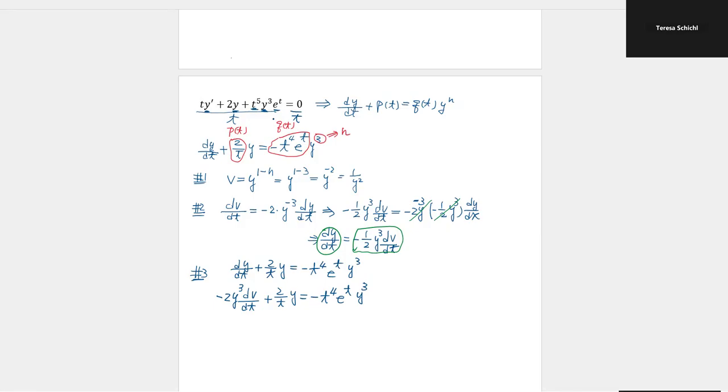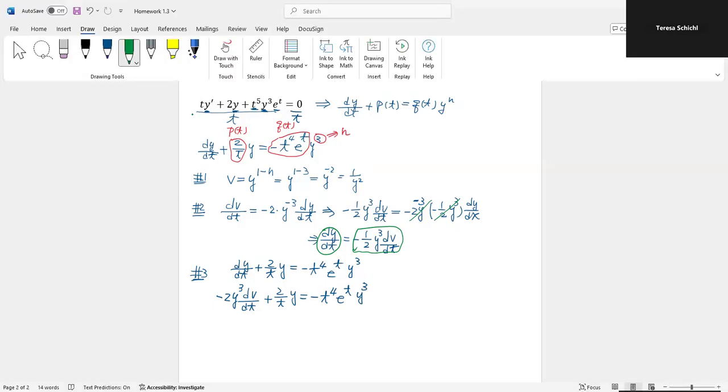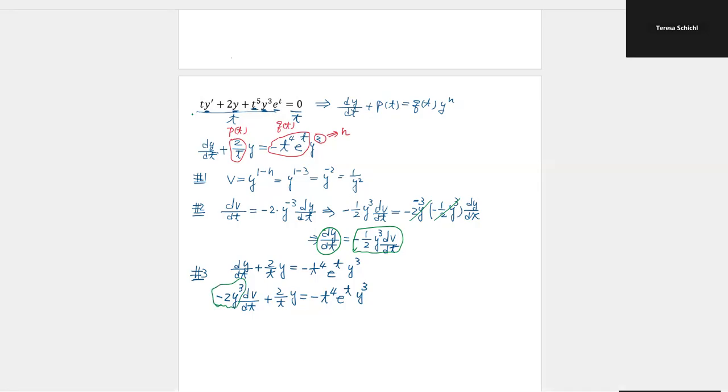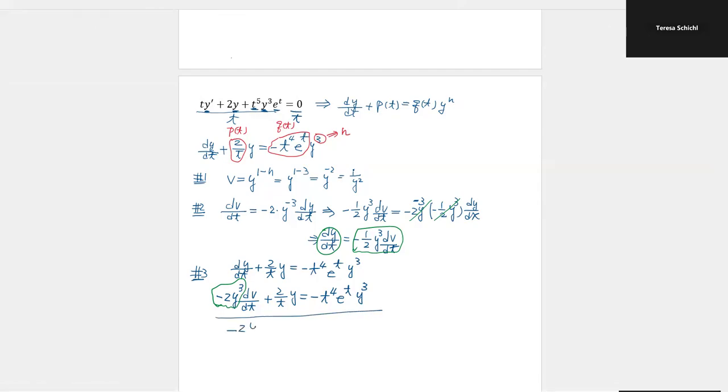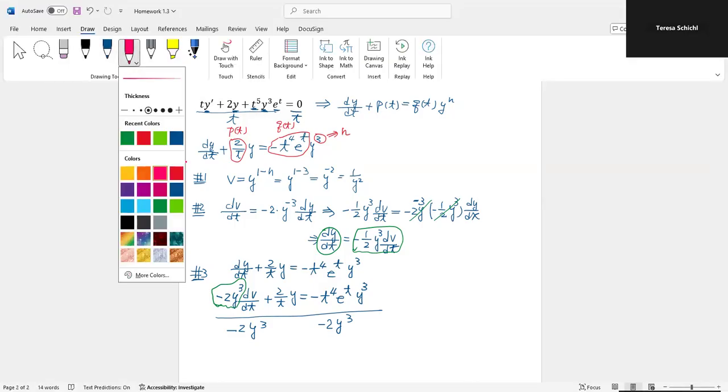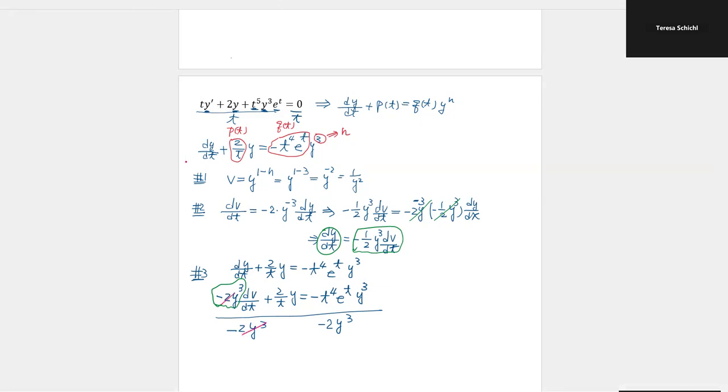Okay, so now I want to change back to the simple linear first order differential equation for dv/dt. As you can see here, I need to get rid of these constants in front of my dv/dt. So what I can do is divide by negative 2y cubed on both sides. After I do that, the dy/dt term becomes 1, and then the negative 2, and this y and this y cancel.